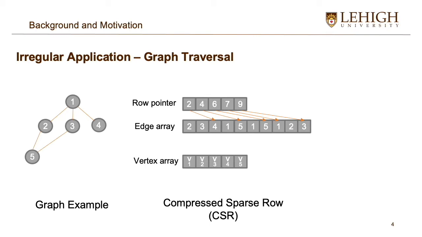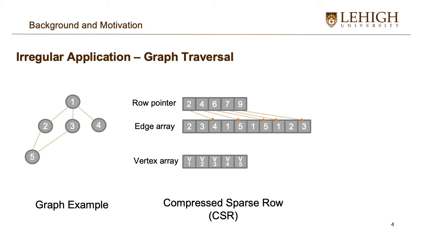A compressed data format such as compressed sparse row is typically used in graph applications. In this example, there are 5 vertices labeled from 1 to 5. The edge array records the destination vertices each source vertex connects to. For example, the 3 edges of node 1 connect to nodes 2, 3, and 4.